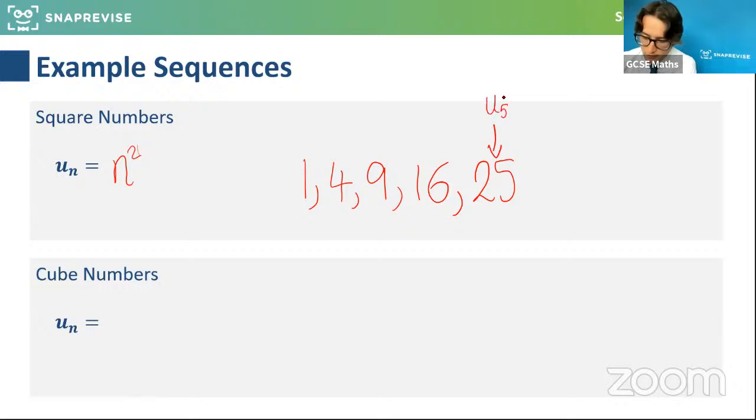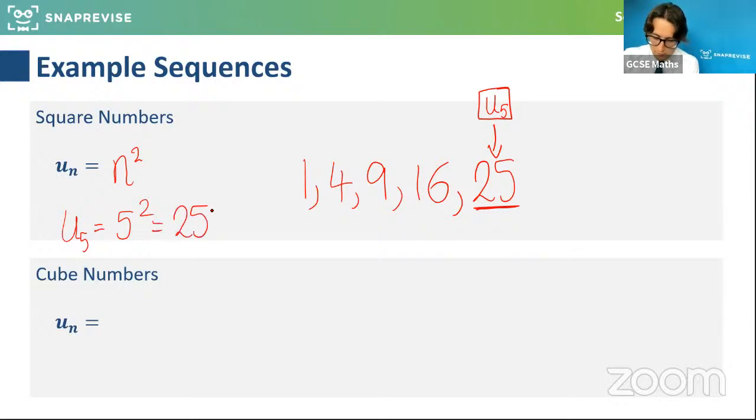For some people, this type of notation might be something very new, but no problem at all. Don't worry if that's the case. This is really worthwhile going through. So U_5 just means term number 5. And how do you get term number 5? You take the number 5 and you square it. So U_5 is 5 squared, which is 25. So that's how this notation works. It tells you that whatever term you want, you take that number and you square it. If I want the 10th term, I do 10 squared.